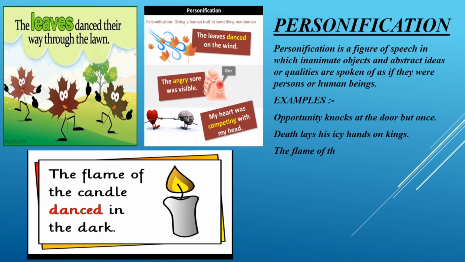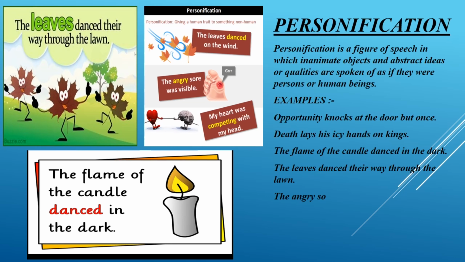The flame of the candle danced in the dark. Now here, the flame is personified to be performing the human action of dancing, and hence the figure of speech is a personification. The leaves danced their way through the lawn. Very clear. Leaves are shown to be performing the human action of dancing in the lawn, and hence the figure of speech is a personification.